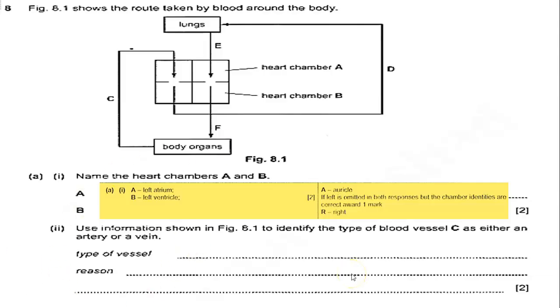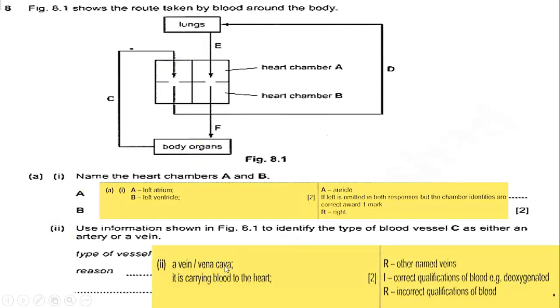Using the information in figure 8.1, identify the type of blood vessel C as either an artery or vein. So here is the blood vessel C. How will I know? We agreed that blood enters the heart only in veins, and here is the arrow showing that the blood is entering the heart. So what is the type of the vessel here? It is a vein. Why? Because it's carrying blood to the heart. And again, this is the mark scheme.